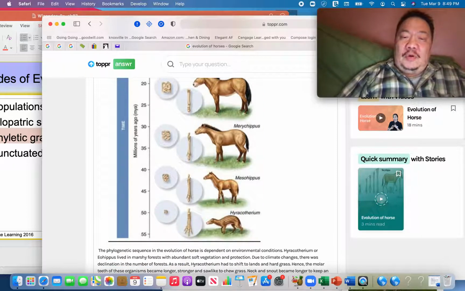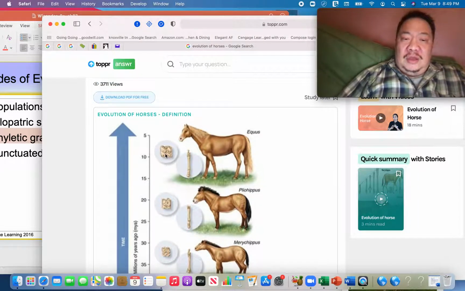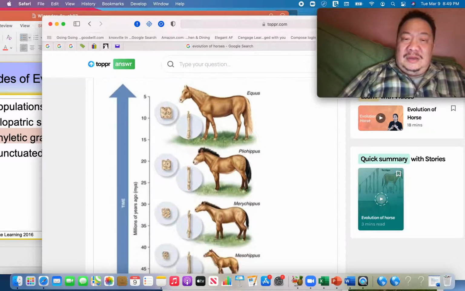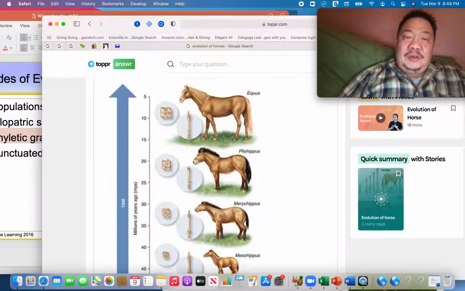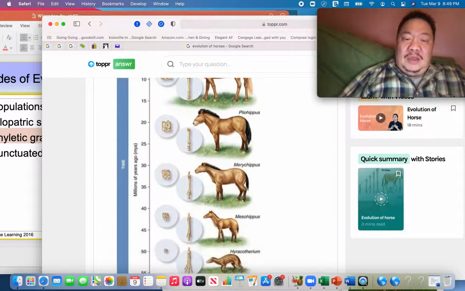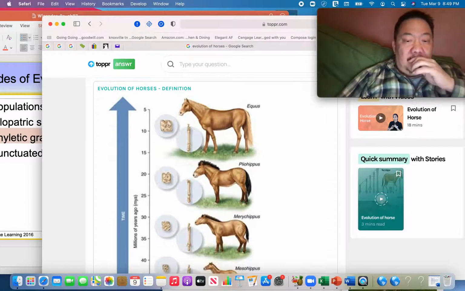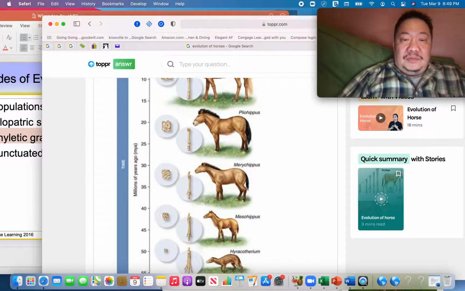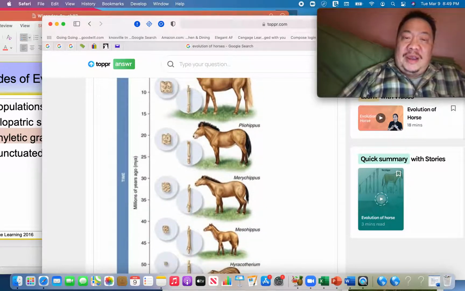So take a look at what happened to horses. About 55 to 50 million years ago, they had low crown teeth, meaning that they ate leaves off of trees. But when you get to the modern horse, they have high crown teeth because they ate grass. So one of the things that happened to horses over the years from 55 million years ago till now is they shifted from having low crown teeth to high crown teeth. And that meant that their diet changed from leaves to grass.